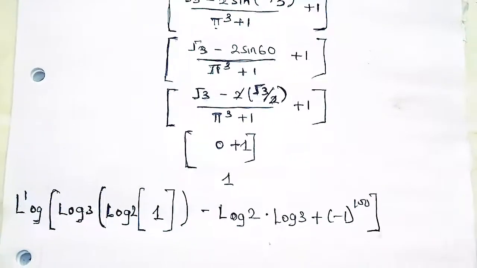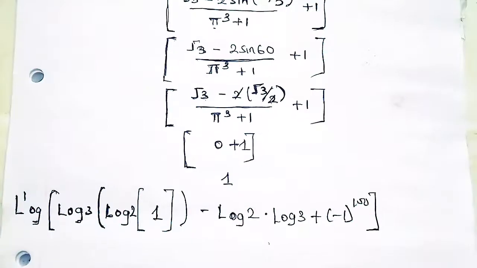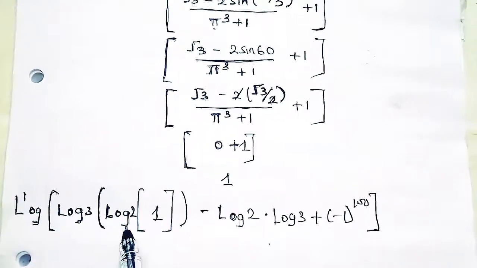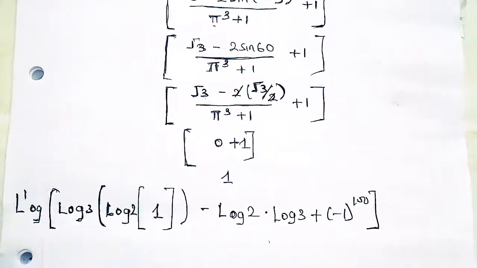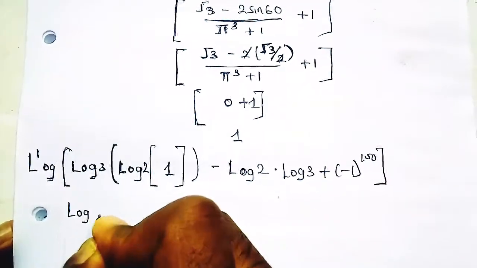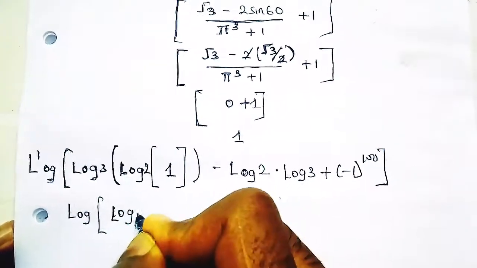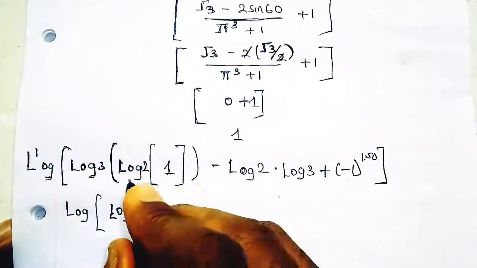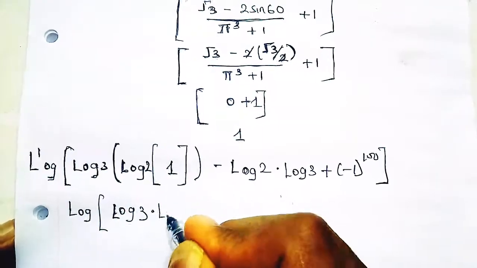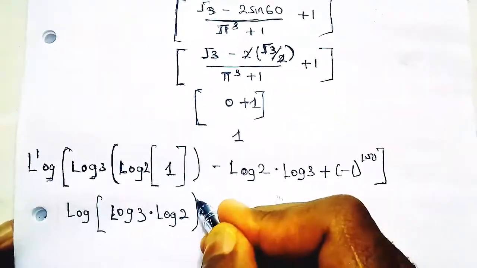So now we just have a very easy way to solve this. But let's just move on actually. So this is log 2 times 1. Log 2 times 1 will eventually give me log 2, right? So this is log, open bracket, log 3, right? And this time that's log 2. Just have to close this bracket down.